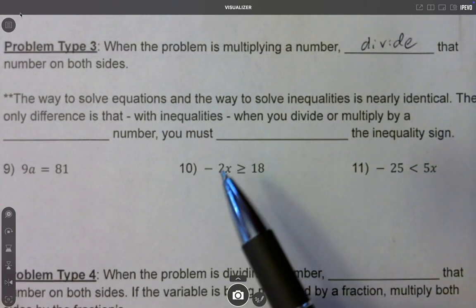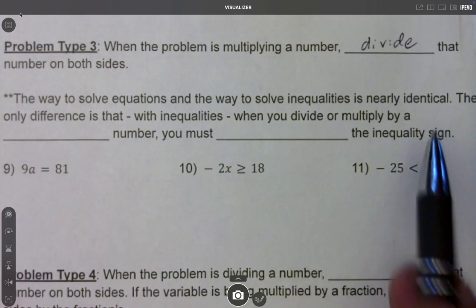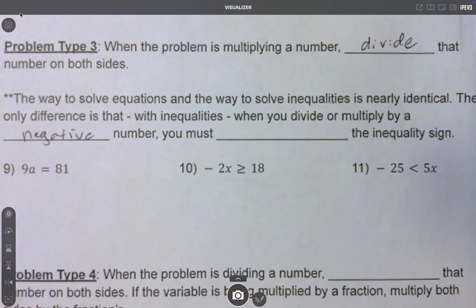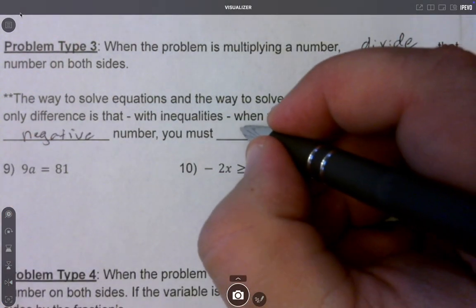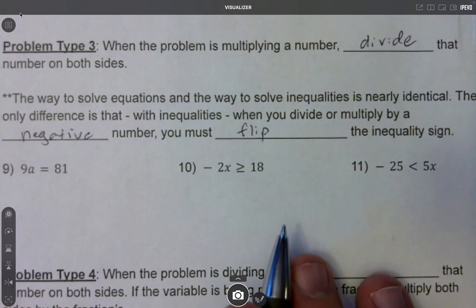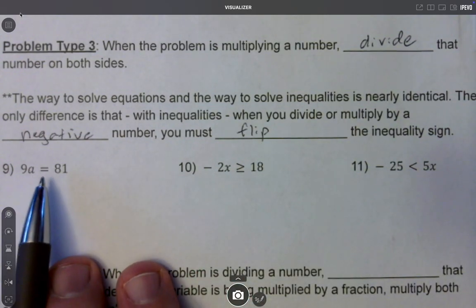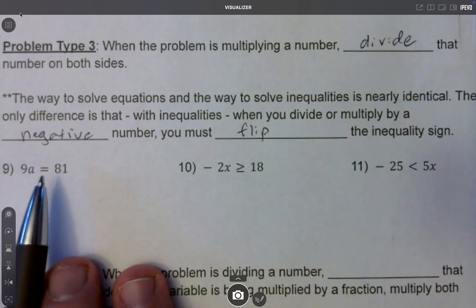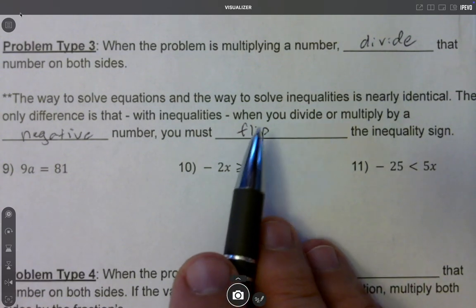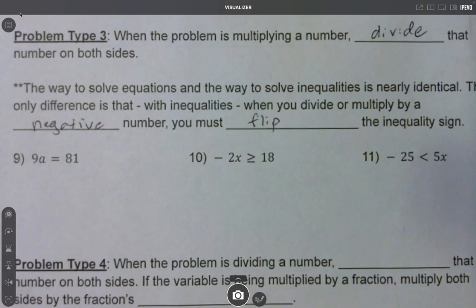Now, the way to solve equations and inequalities is almost identical. When we're multiplying and dividing, though, you've got to remember, when you divide or multiply by a negative number, you must flip or reverse the inequality sign. So that only affects us with inequalities. You can't flip an equal sign. It looked the same. It wouldn't make any difference. But when you divide or multiply by a negative number, you must flip the inequality sign. And we'll see that as we keep going through this section and in the fourth section.